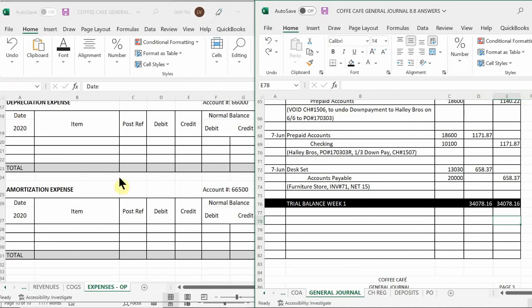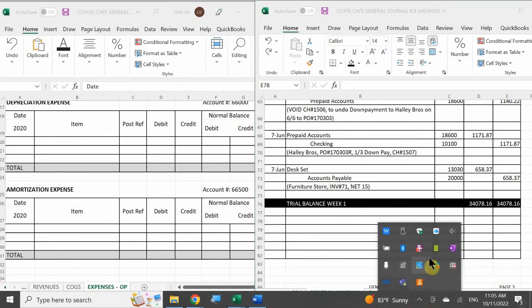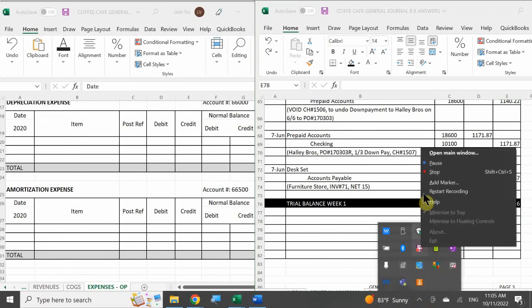Okay, so again, save your work. Right, put it in a folder, because tomorrow we're going to start week 2 of the transactions. Okay, so any questions in regards to anything that we learned today?